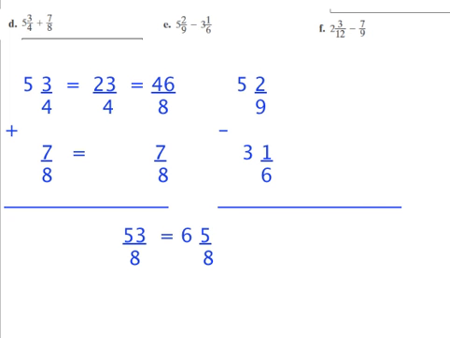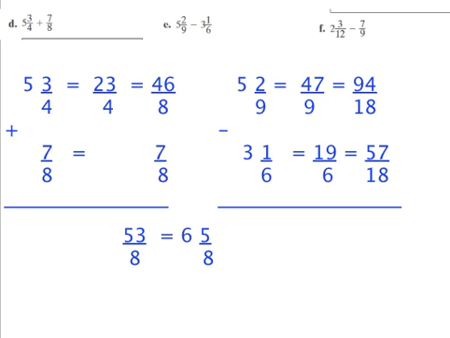Begin by writing the mixed number 5 2/9 minus 3 1/6 vertically. Now we're going to change 5 2/9 into an improper fraction, which would be 47 over 9, because 9 times 5 is 45 plus 2 is 47, so we have 47/9. And 3 1/6 would become 19/6, because 6 times 3 is 18 plus 1 is 19.